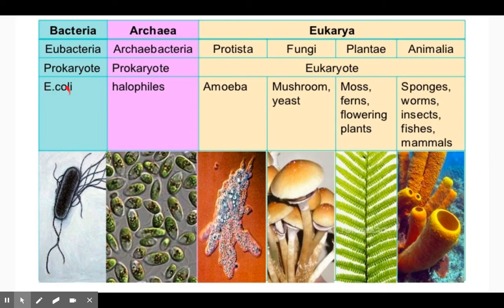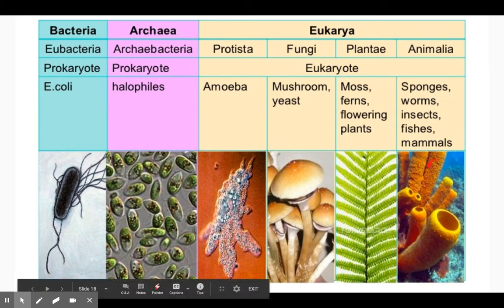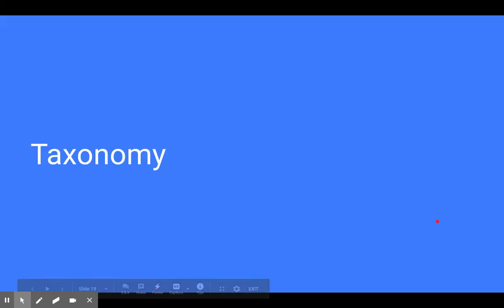Maybe you've heard of E. coli. That is a type of eubacteria. Maybe you've heard of amoeba. That's a protist. Things in the animalia category, you probably thought of animals and fishes, but maybe you didn't think of insects and worms and sponges that grow in the ocean. Those are all technically animals.